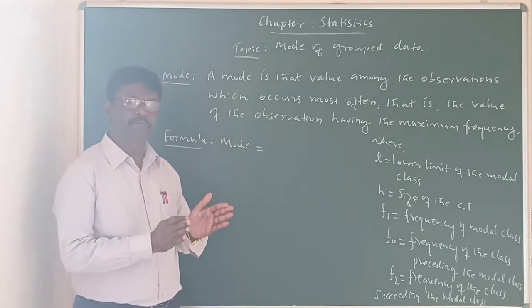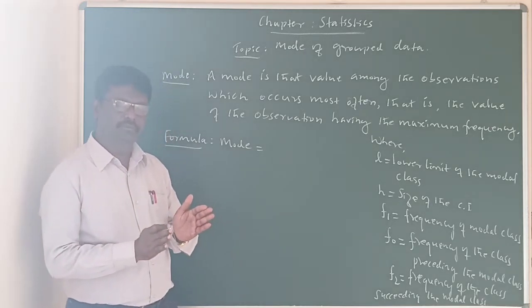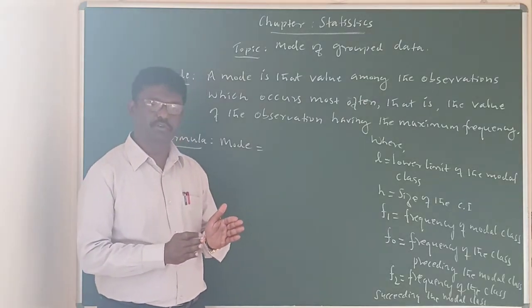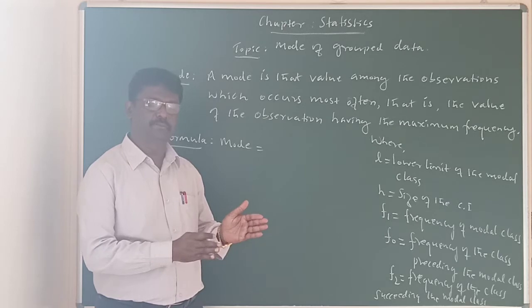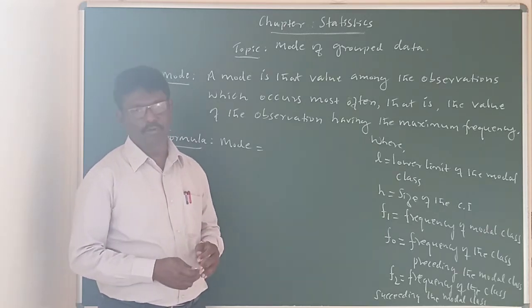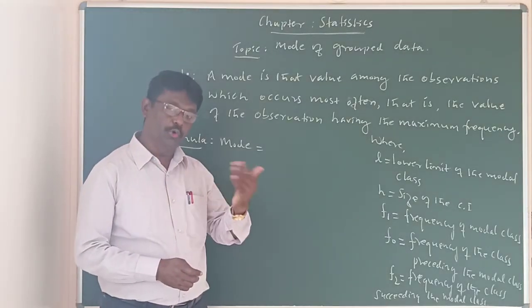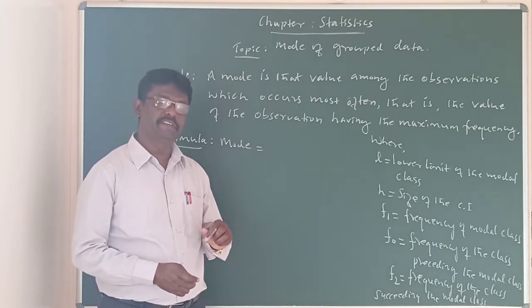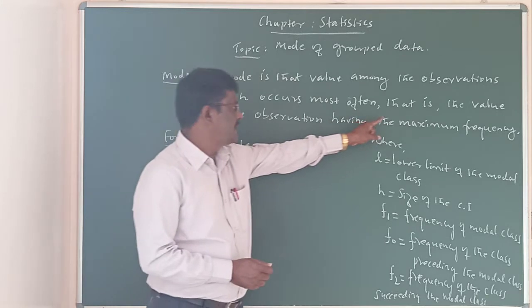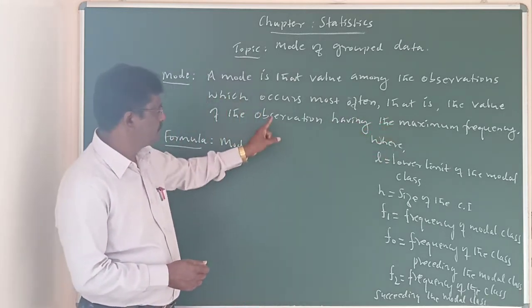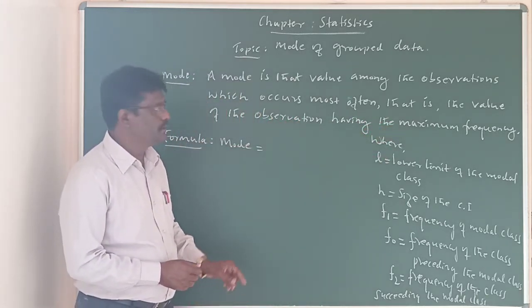For example, if the marks scored by 5 students in a test are 5, 3, 5, 5, 2, then 5 is the mode. In case of grouped data, which one do we consider as mode? The one having maximum frequency, the observations having maximum frequency.